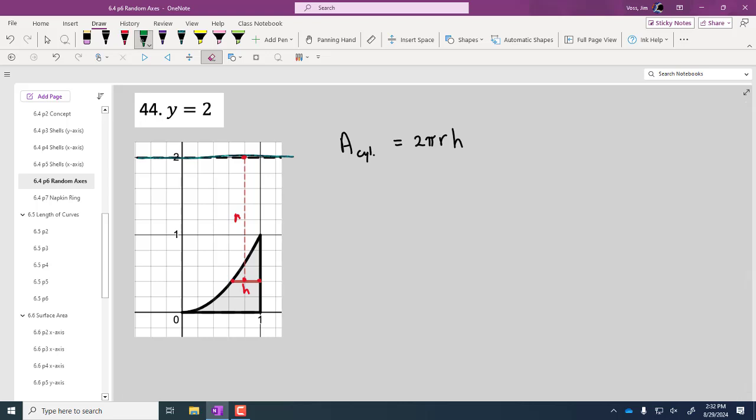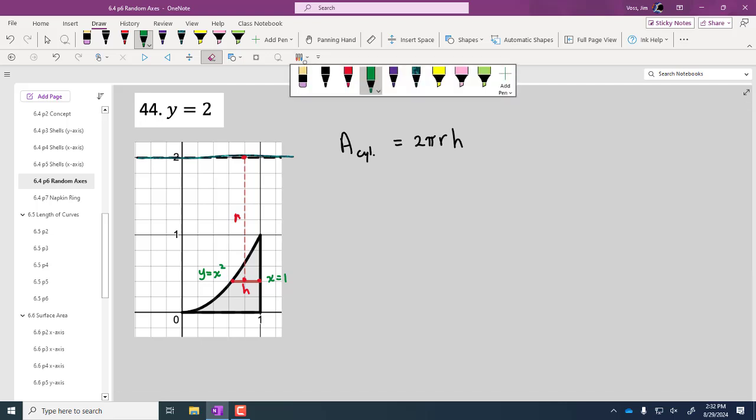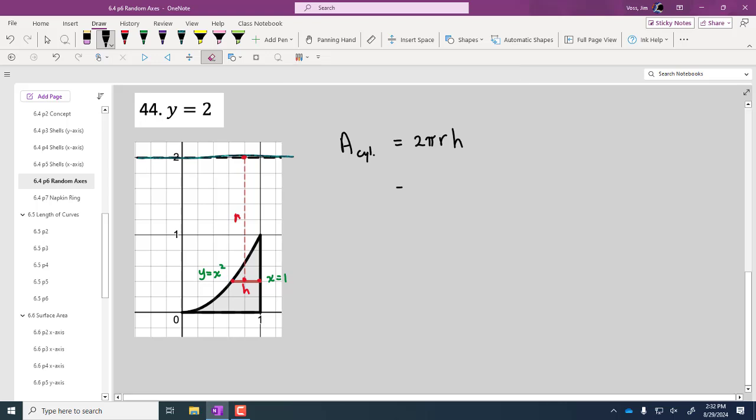The curve is y equals x squared. This vertical line is x equals 1. Let's go ahead and substitute. So for the radius, what do we think for the radius? What do you think for the radius?